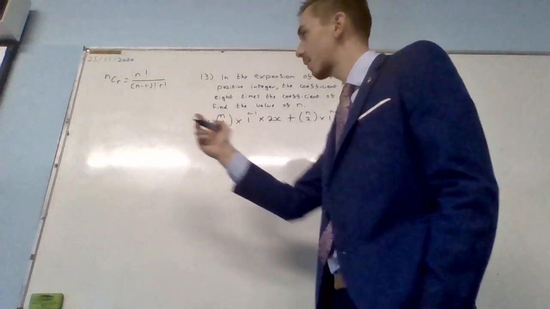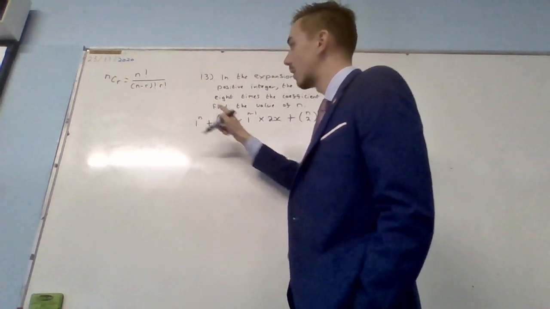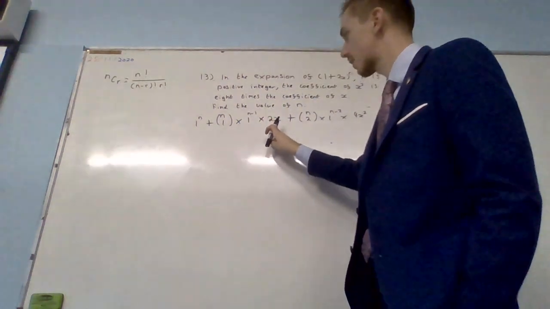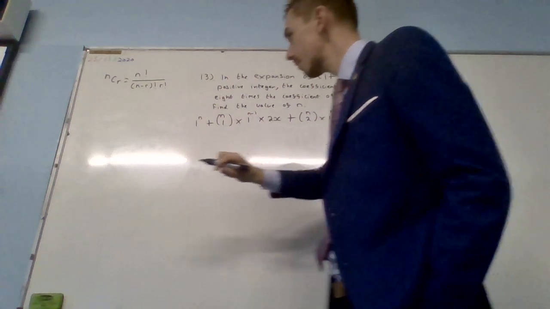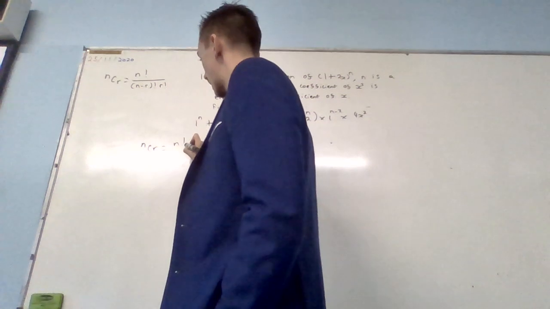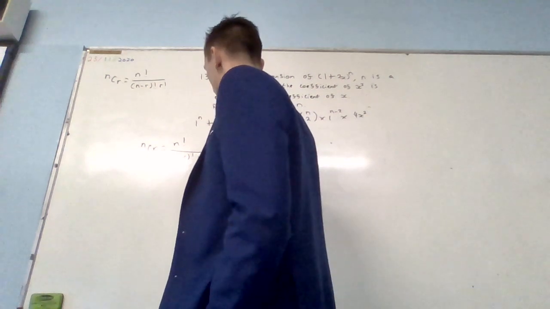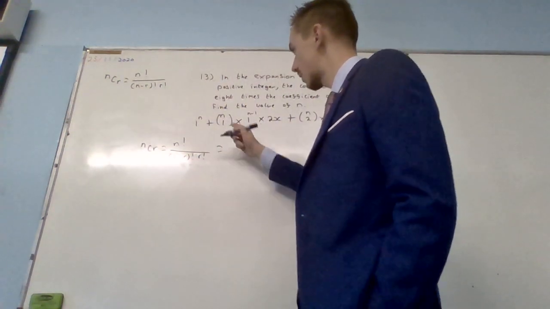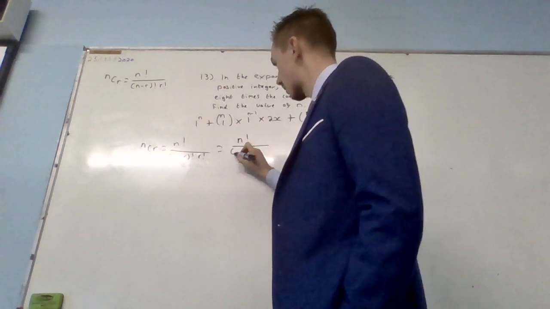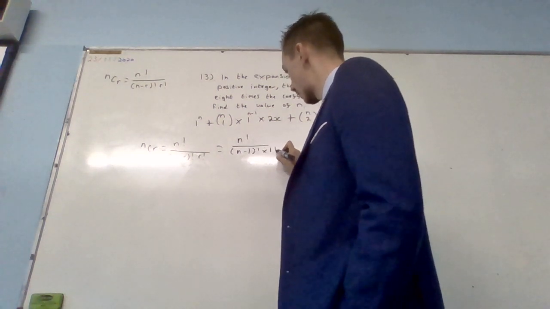So the way I'm going to do that, which is why I've written this equation up here, is to change our n choose 1 and write it out in this equation. Let's do it first for our coefficient of x. We've got n choose r equals n factorial over (n subtract r) factorial times r factorial. Let's now sub in our values, so it'll be n factorial over (n subtract 1) factorial times 1 factorial.